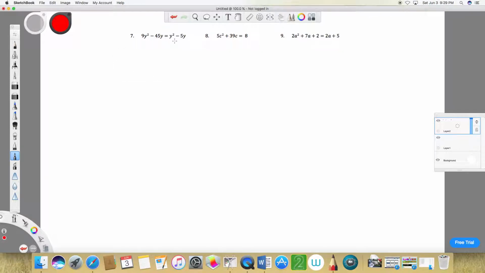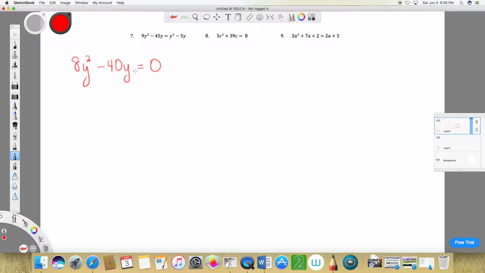This is not in standard form, so let's get it in standard form. Let's take away y squared from each side. 9 times y squared minus 1y squared is 8y squared. Let's add 5y to each side. That'll make that minus 40y is equal to 0.